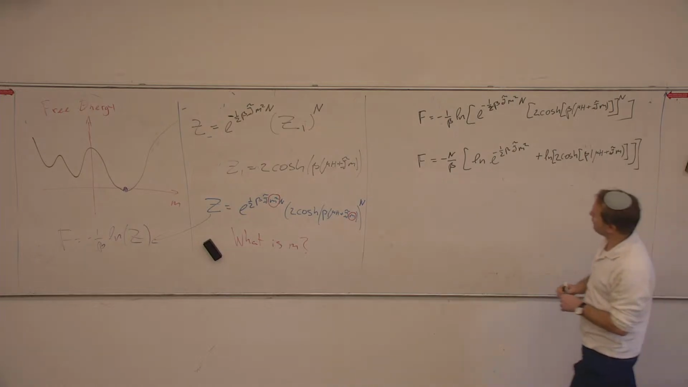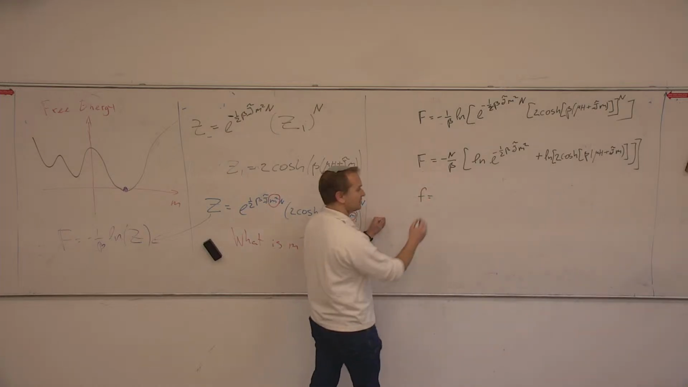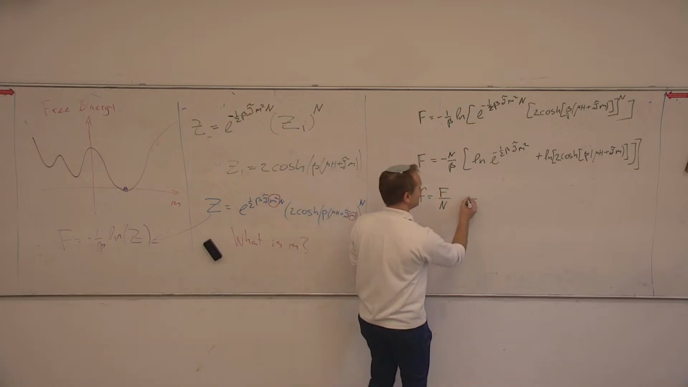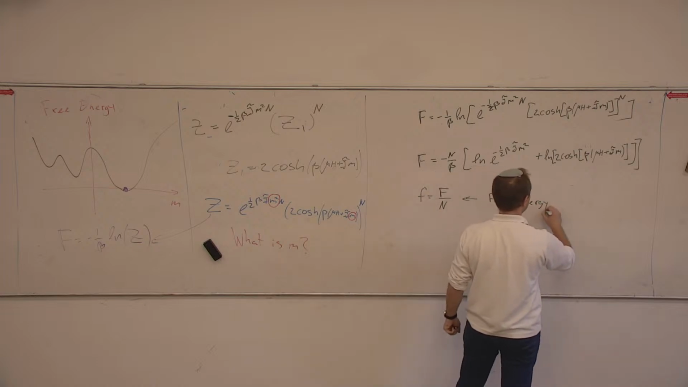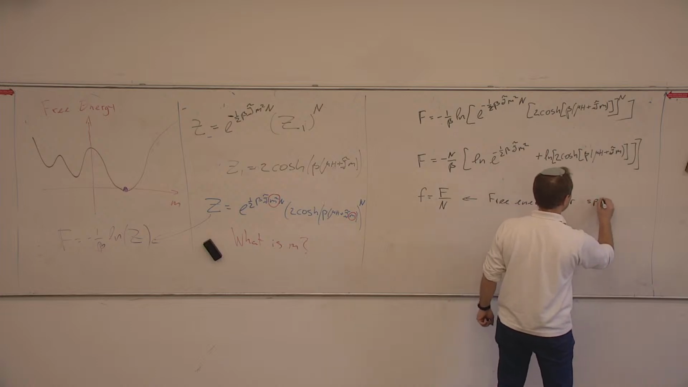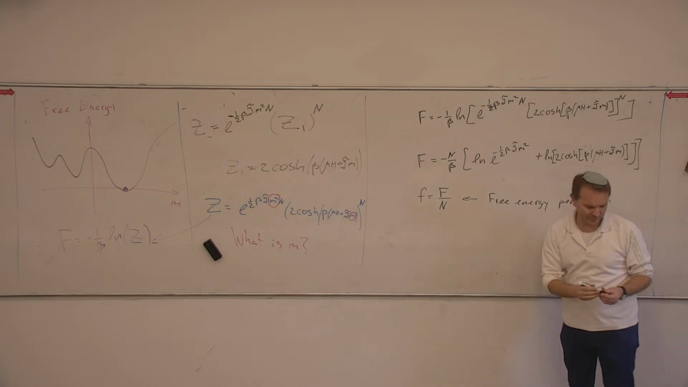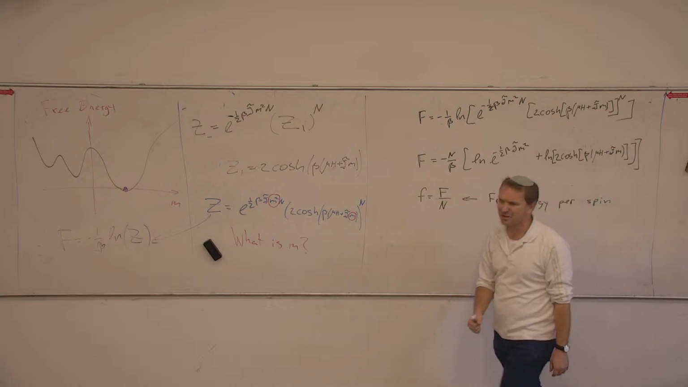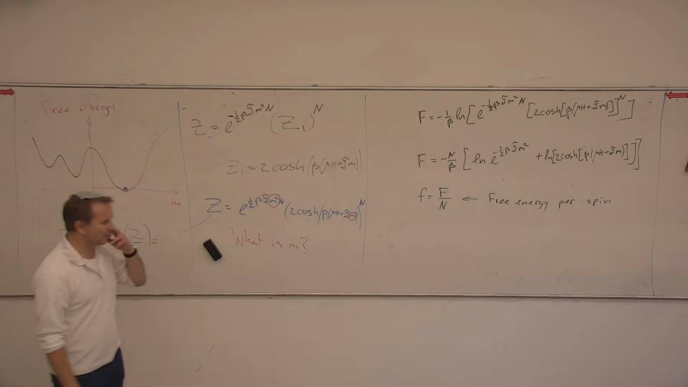Okay, so let's declare that small f is capital F divided by n. So it's a free energy per particle, or free energy per spin. We have in total n spins in our system. We take the free energy of the whole system, we divide it by n. Now it doesn't matter if I'm looking at f or f divided by n, because I need to find the minima. So if you divide everything by a constant, it doesn't really matter.